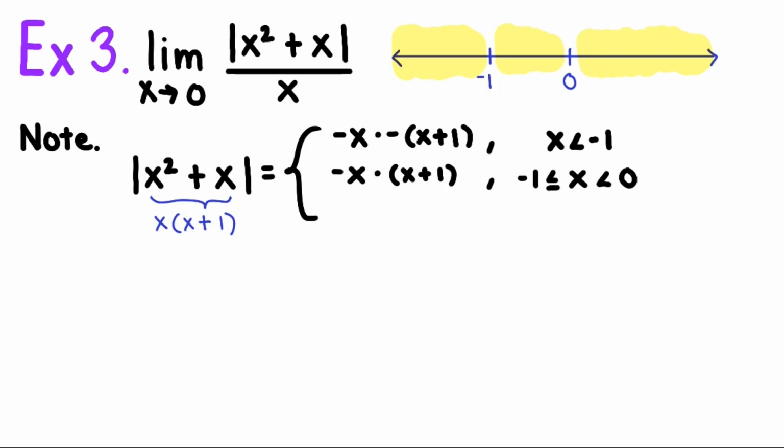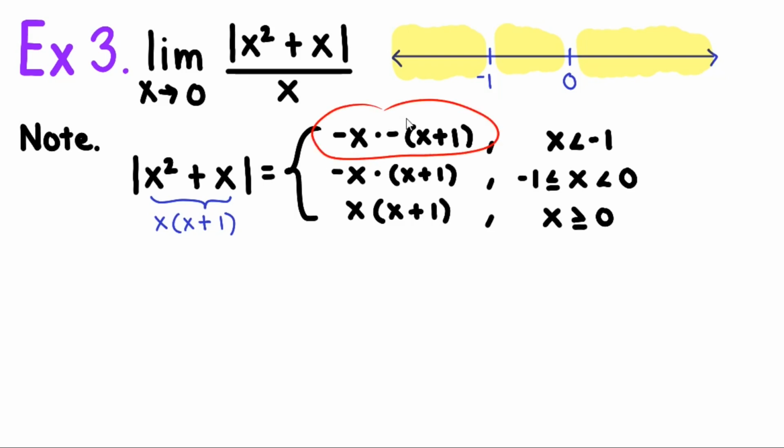And lastly, for x is greater than or equal to 0, these two would actually be positive already. So we just keep it as it is. And so this is our piecewise function for this problem. If you want, you can even simplify this part out here, since you can multiply the negatives and that will just give us the same out here. But we won't be doing that anymore.